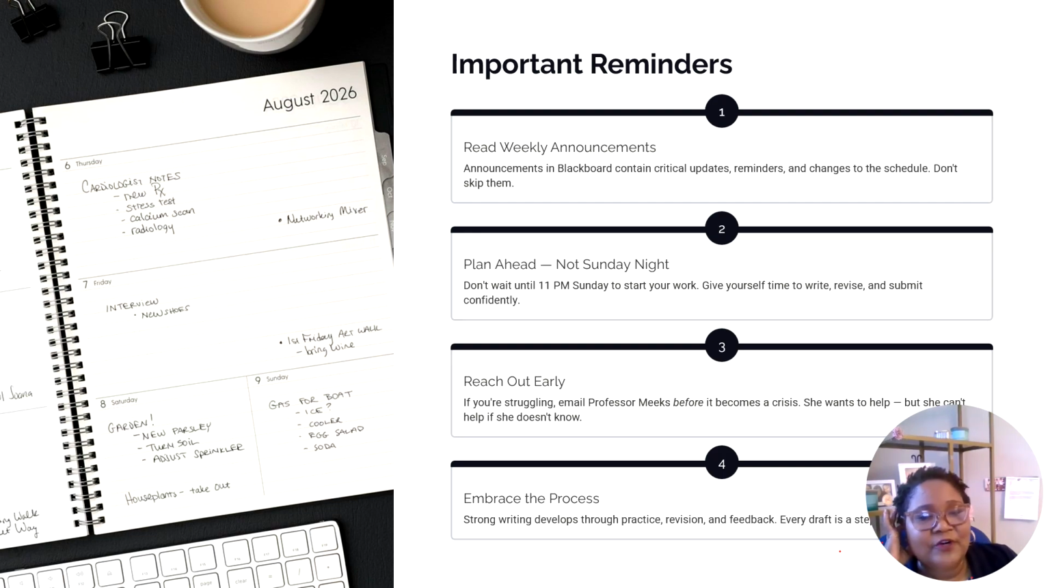We're almost at the end of our orientation, so let me leave you with a few important reminders. First, read your weekly announcements. The very important one is that you have to take your back to school pre-assessment the first week of class, and that one is done on the Respondus Lockdown browser, so you need to ensure that you have downloaded that.